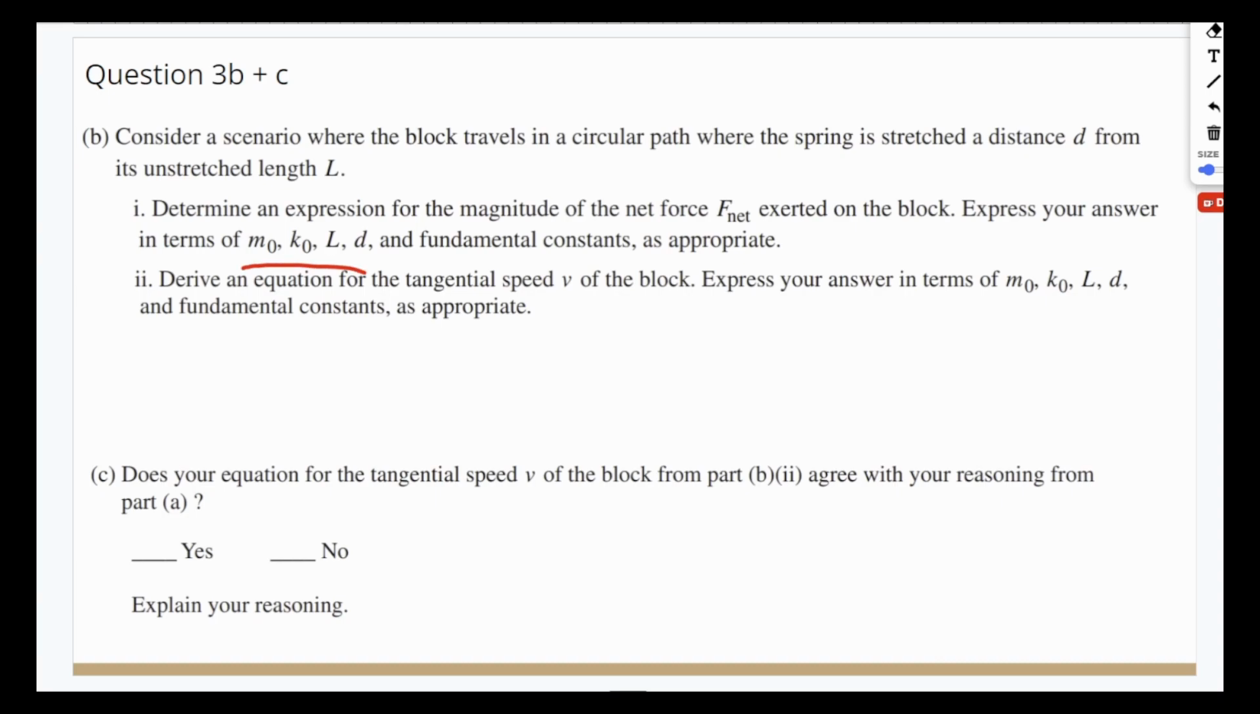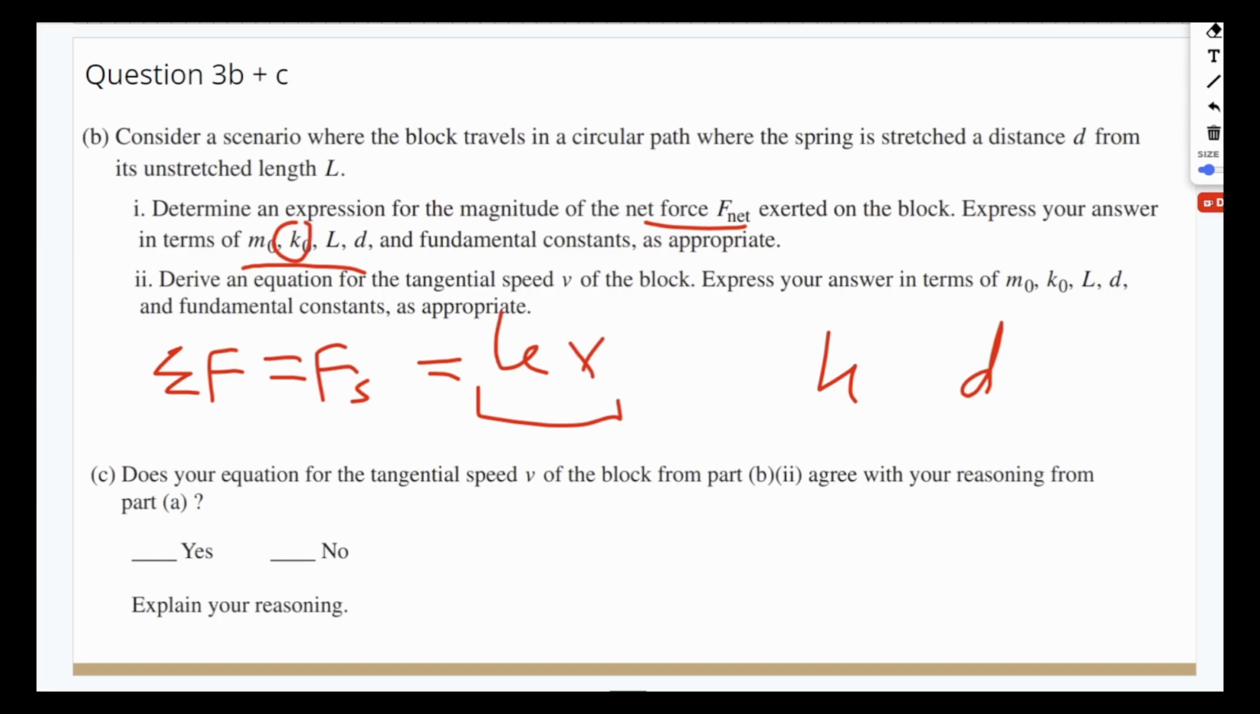Okay, so first of all, it's net force, and as we just established in the previous problem, net force has to equal spring force, and spring force always equals kx. However, we cannot just say kx here. That would not get you the point, because we're given specific values to pick from. So we know that x is going to be the stretched distance, so substitute x with d, and then we're given a spring constant, it's just k naught, so k naught d, and that's the final answer. Easy. Okay. Part 2, tangential speed v.